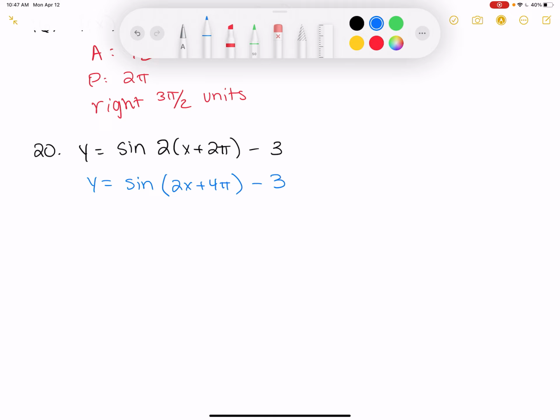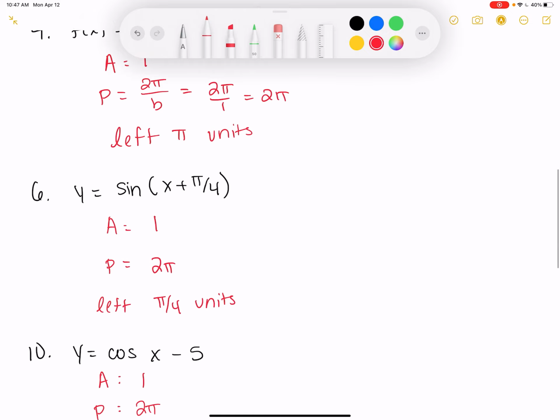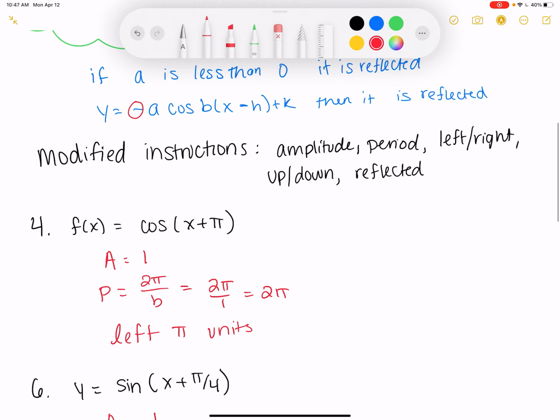I'm confused. Wouldn't that have been the b though? It still is. B is whatever is in front of x. But b is inside the parentheses, not outside. B is whatever is in front of x. It's got to be touching. It's got to be with its buddy.